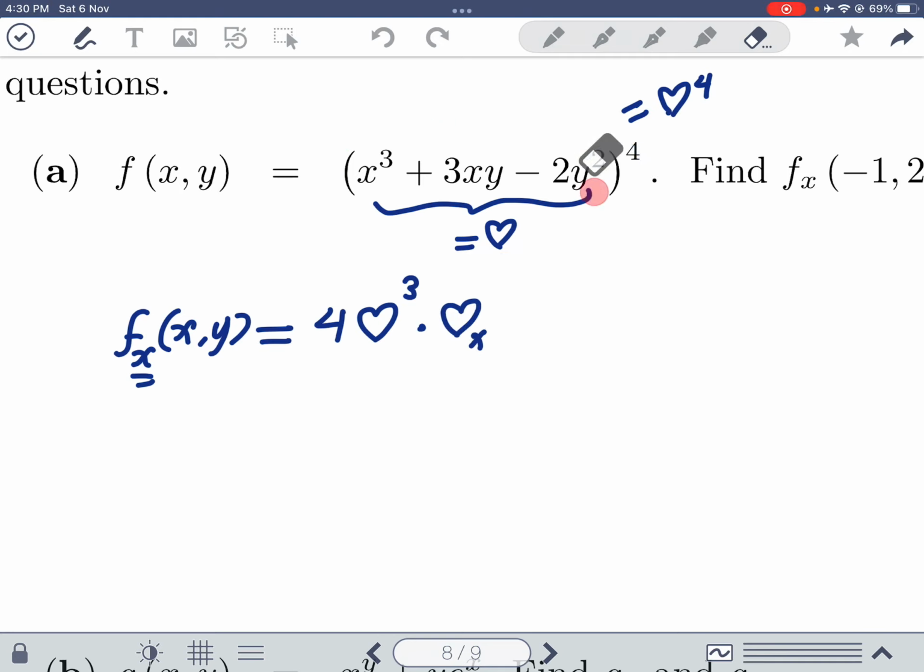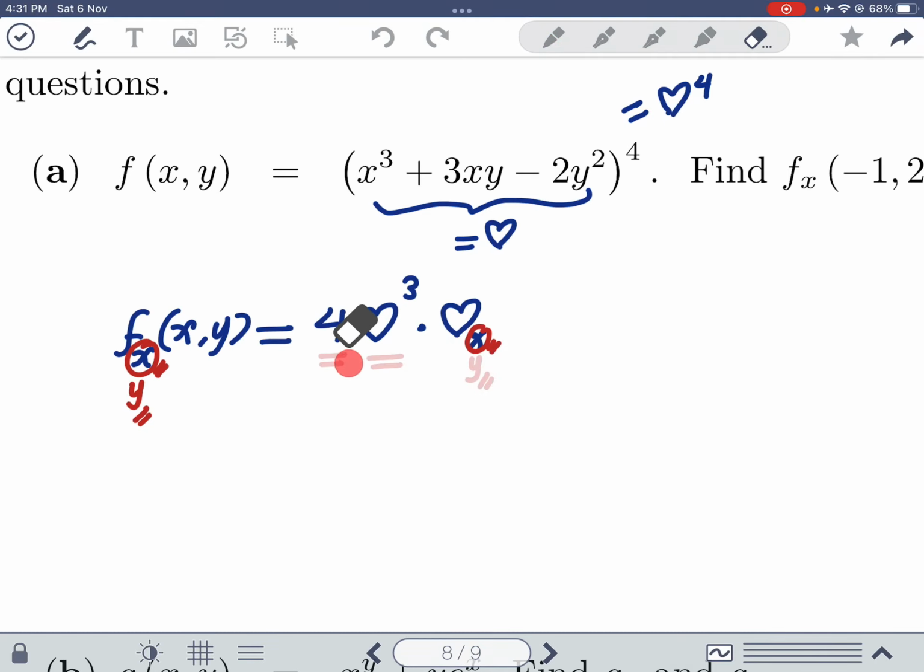I will tell you another thing. If this was the derivative with respect to y, then the entire thing will be the same. You'll use the power rule to get this part, and then instead of x, you'll put y. So you'll take the derivative with respect to the one they're asking you for. If you're asking for with respect to x, then here you take heart with respect to x. If you're asking with respect to y, then you take heart with respect to y. Just keep this in mind.